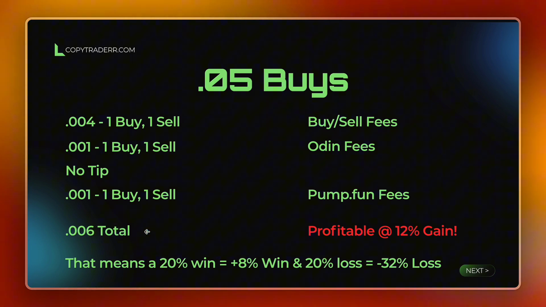That means if you are buying on the slowest speed on Odinbot, which is standard, you're going to be spending about 0.006 per trade. That means that you are only profitable after you make 12% gains. Why is this? Because you are losing 12% of your buy amount to fees. So if you have a 20% win, it's really only an 8% win because you're losing 12% to fees. And when you have a 20% loss, it's actually a minus 32% loss because you're taking that 20% loss minus the 12% you're losing to fees.